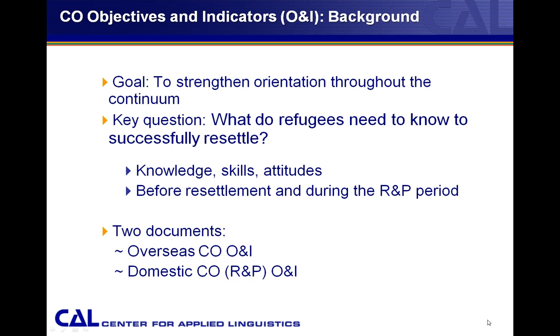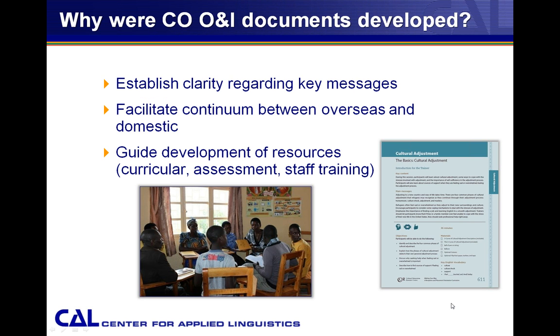So the purpose in the development of these documents was to establish some clarity regarding key messages of orientation from overseas orientation to domestic orientation, and also, as a very important purpose, to facilitate continuum between overseas and domestic orientation. And that means that now we have a way for domestic providers to look at overseas CO objectives and indicators and have a pretty good idea of what exactly is being covered by all of the overseas CO programs as they deliver their orientation classes at the RC level.